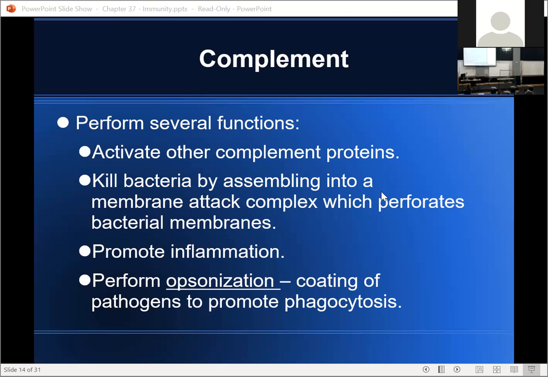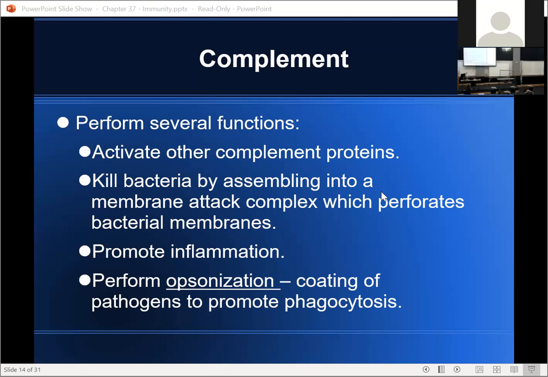Secondly, they can kill bacteria by assembling into a membrane attack complex, which perforates bacterial membranes. So when I talked about complement on Friday, I mentioned one of the things it can do is to punch holes in bacteria. Also, there are some types of viruses called enveloped viruses that have a membrane around them. They can punch holes in those membranes too.